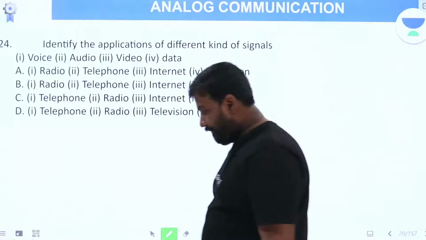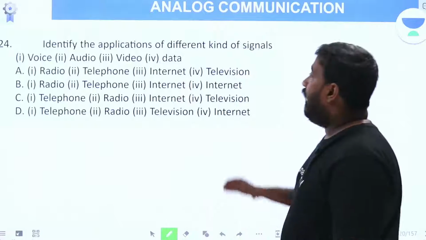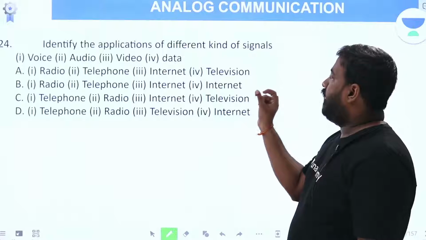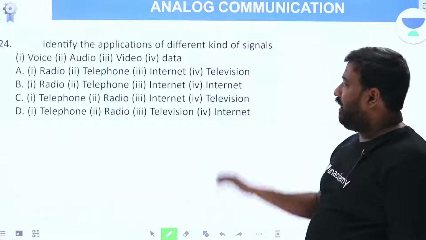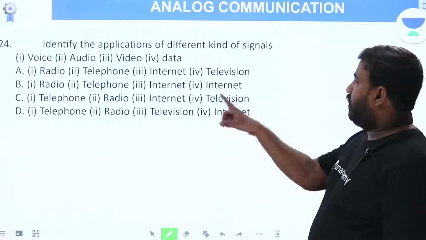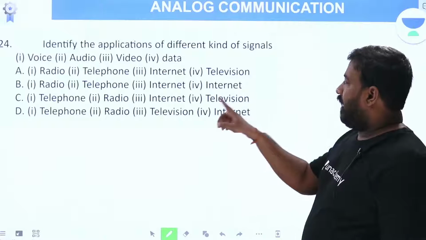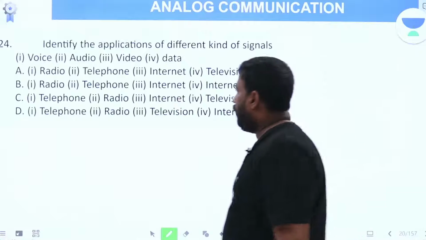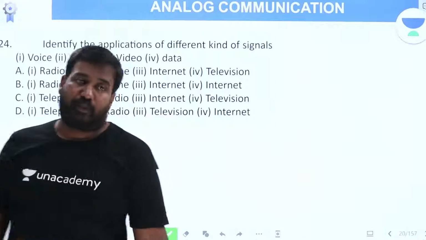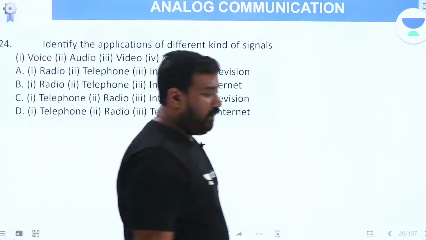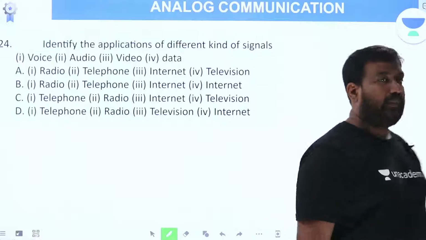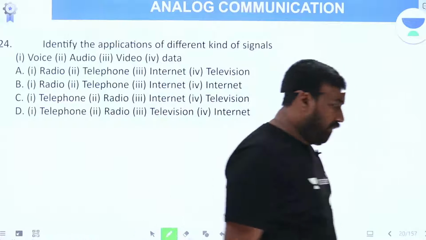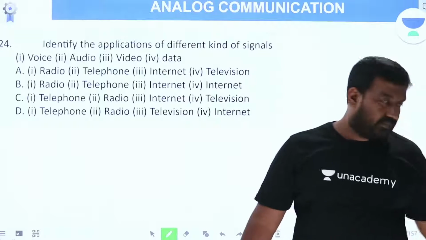Next question. I'll read out the question for you. Identify the applications of different kinds of signals. Voice, audio, video, data. Applications are given: radio, telephone, internet, television, in different orders across the options. You need to identify the correct option. So please pause the video, think about it, and try to answer. Once you complete your calculation, play the video for the solution.